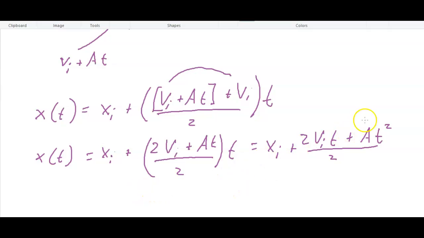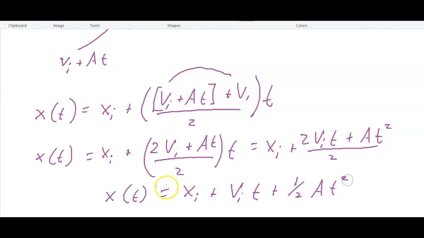All right, well, we can simplify these. We can divide both sides by 2. So we get x of t is equal to xi, the initial position, plus 2 vi delta t divided by 2. The 2's cancel out. So I get vi times t plus, and then I've got at squared divided by 2. So that 1/2 is there, at squared.